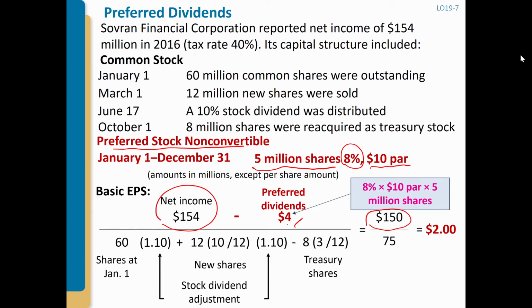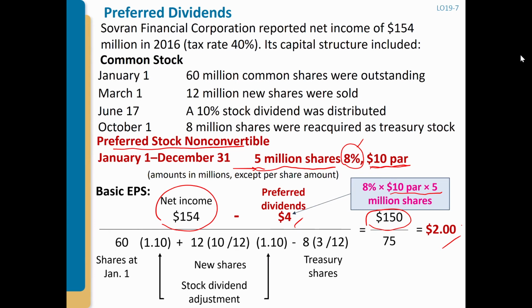So how do we get this 4? The 8% is the dividend rate. What is the total par value? $10 per share, and we have 5 million shares, so this is the total par value. Then you times 8%. That's how we got $4 million as the total dividends to the preferred stock. So we subtract 4 from the net income, and that will be 150. 150 is the earnings available for common stockholders. Then we calculate the earnings per share. The bottom is still the same.